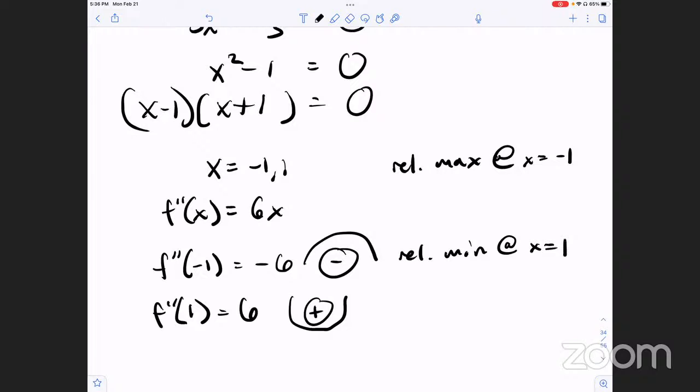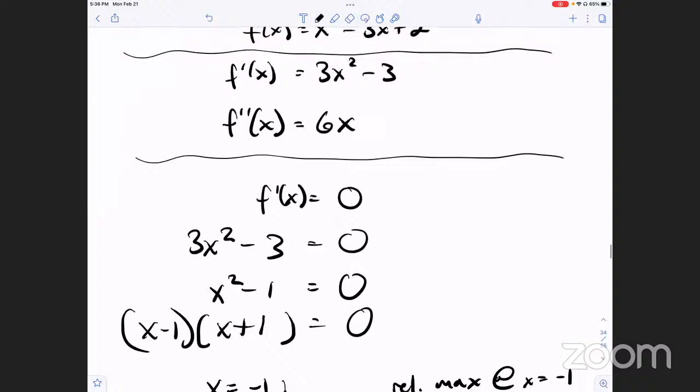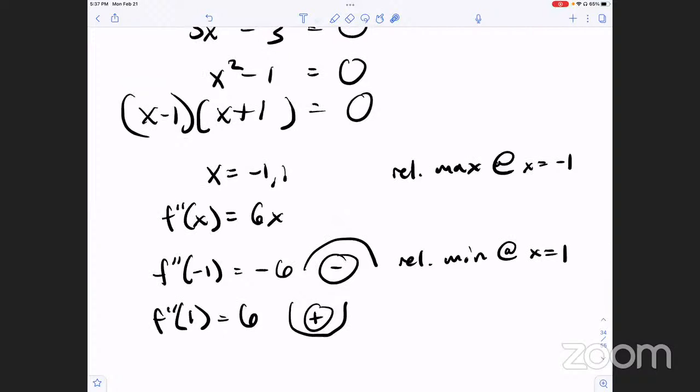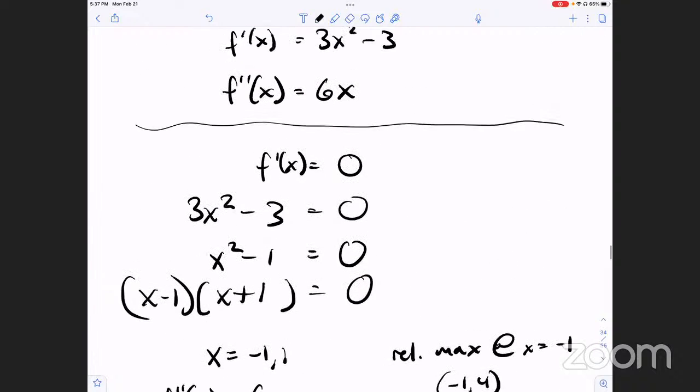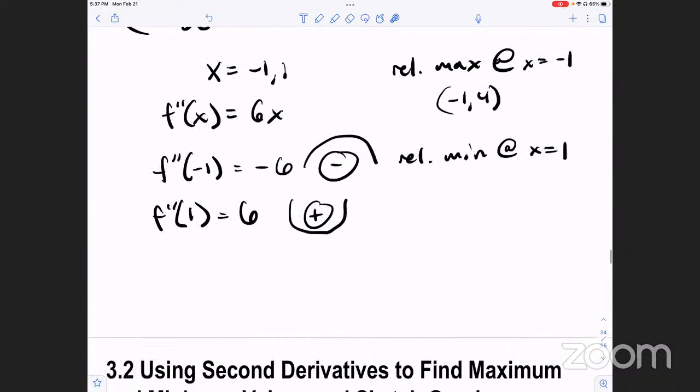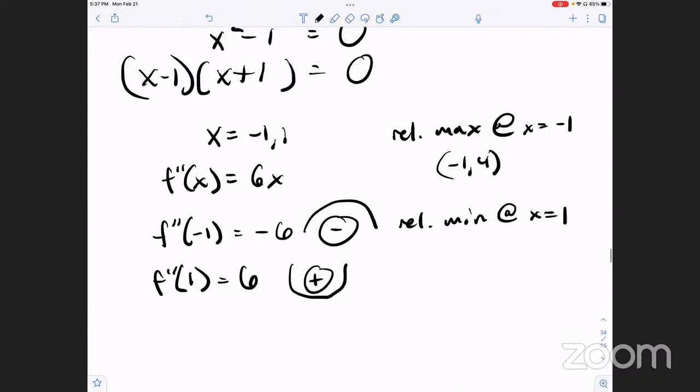So then we just need to find the corresponding y from the original. So when x is -1, this is -1 plus 3 is 2 plus 2 is 4. Right. So this is going to be the point -1 comma 4. And then when x is 1, that's going to be 1 minus 3 is -2 plus 2 is going to be 0. So then 1 comma 0, right?